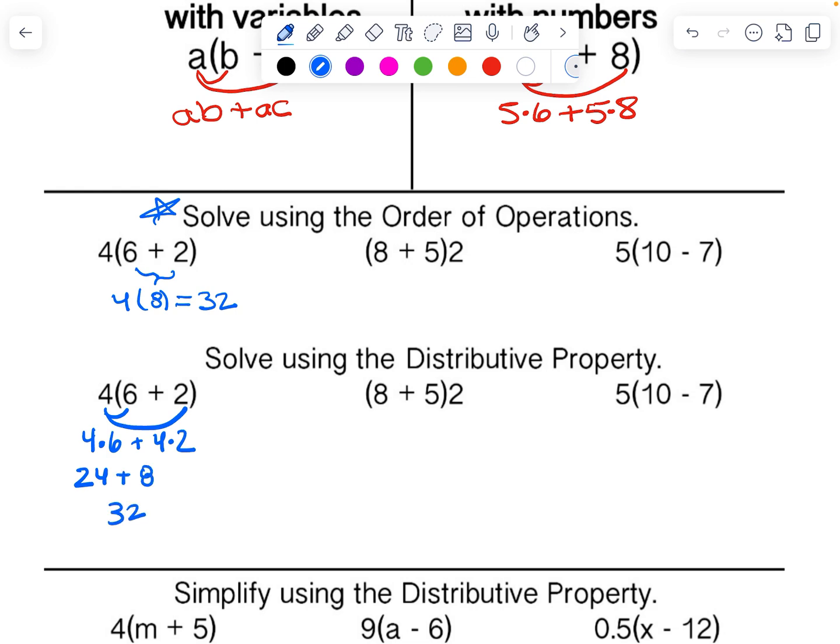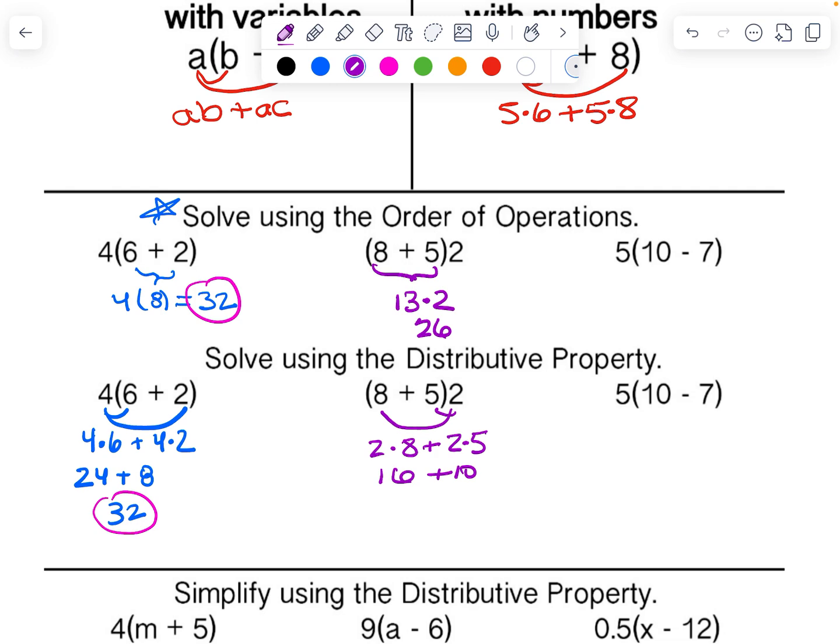Let's try another example. We have order of operations: 8 plus 5 is 13, and 13 times 2 is 26. If we did the distributive property, we'd multiply the number outside the parentheses times each number in parentheses and add them together. So 2 times 8, 2 times 5 would be 16 plus 10, which is also 26. So again, using the distributive property or the order of operations gives us the same answer.